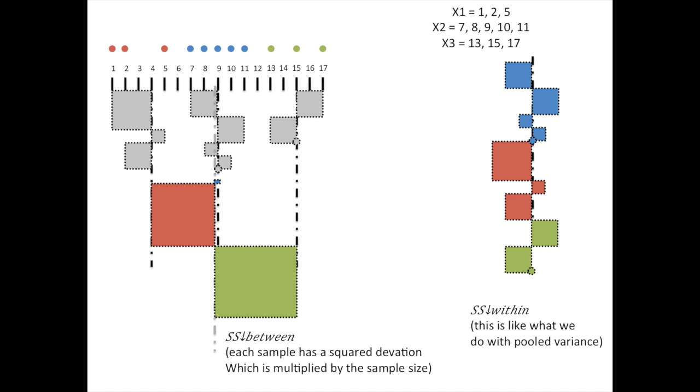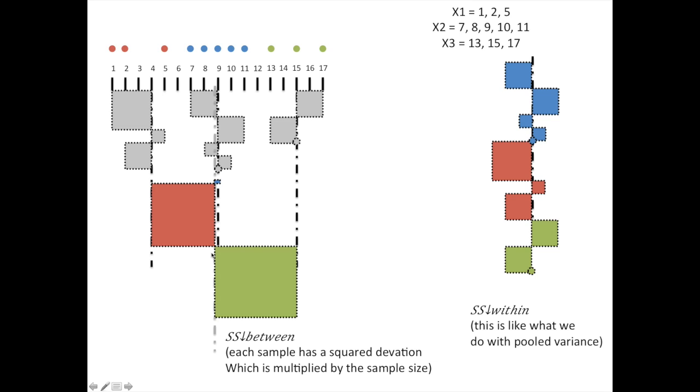Now, what is SS between? SS between is when you take the means of each treatment and figure out the squared distance from the mean of the means to any one of those specific means. The mean of the means is represented here by this dashed gray line, which actually happens to be the same value as the mean of the middle treatment. The squared distances from that mean are represented by these squares here.